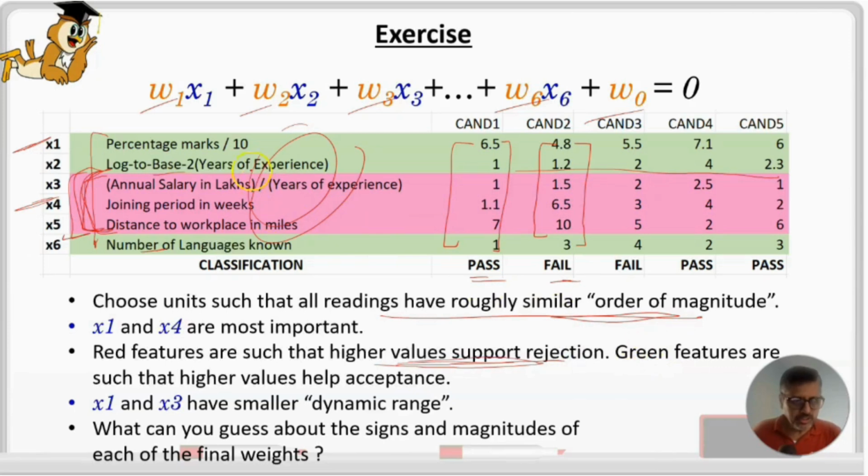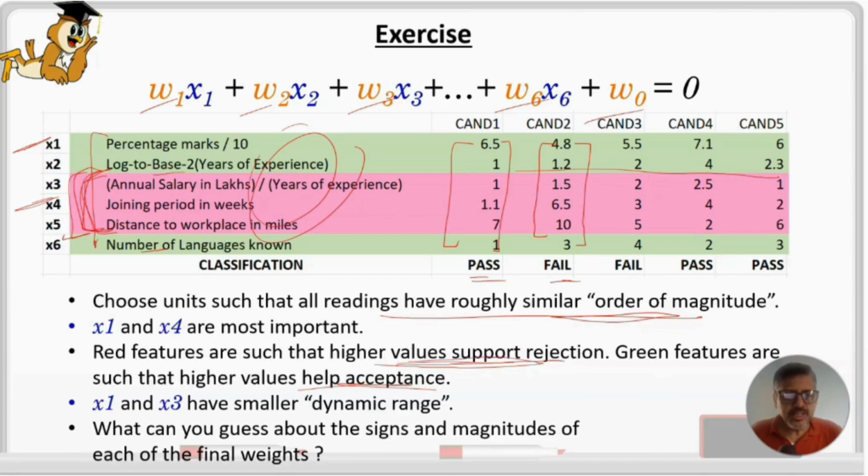And the green features, this doesn't look like green, but it is green. Consider this green: x1, x2 and x6. Green features are such that higher values support acceptance, right? So if x1, x2 and x6 have higher values, that would support the case for selecting a candidate.